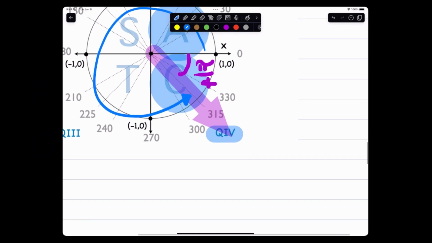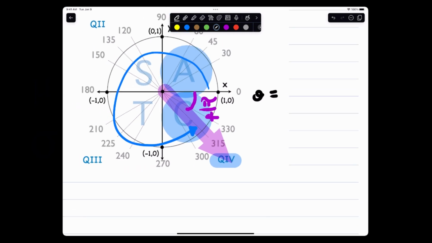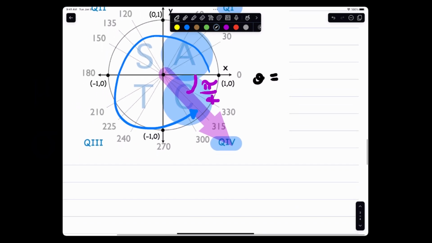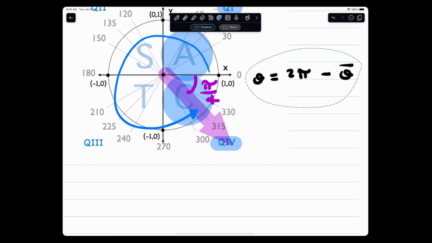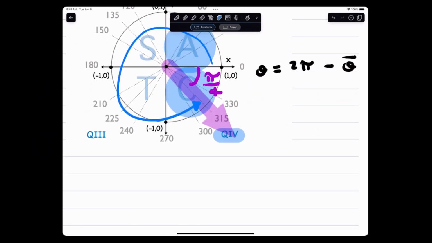You say this is a quadrant 4 solution. How do you guys get all quadrant 4 solutions? You guys remember? I gave it to you this way. The angle theta will be 2 pi minus the reference angle. Now that's good for quadrant 4.